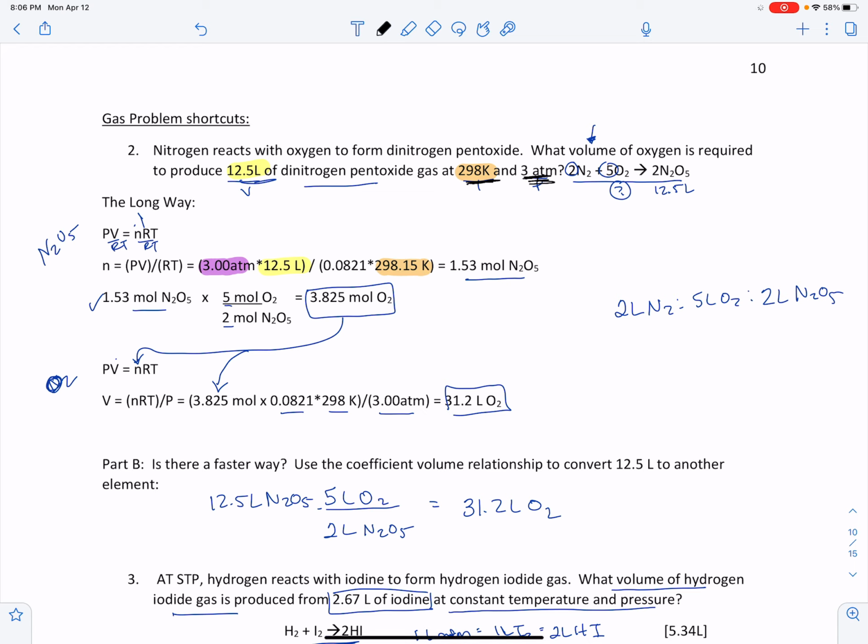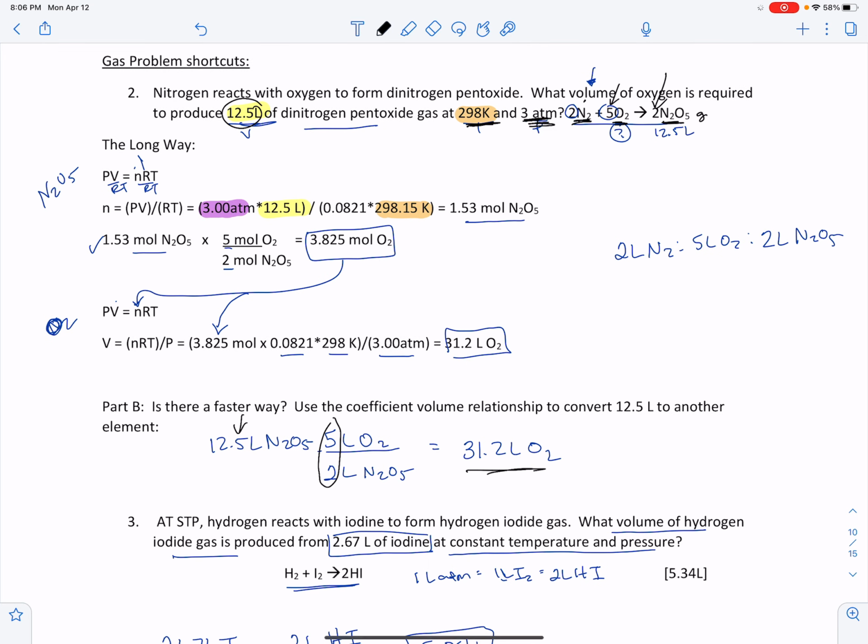But the shortcut here is that since we have an all-gas reaction, nitrogen is a gas, oxygen is a gas, and this is a gas, it tells you in the problem that this one's a gas. Then you can do this shortcut with the liters. You can take the liters of the first problem, and then it's right here. And you can use the molar ratio, but you can actually use it as a liter ratio. It's craziness. But those are the coefficients. And get right to the answer without having to do all of that math.